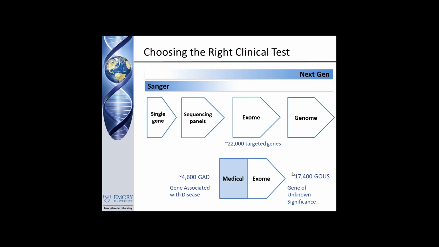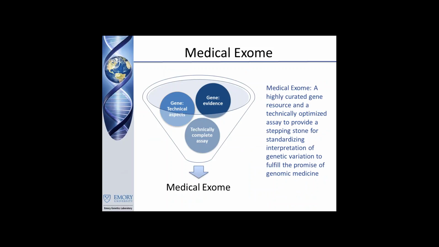The other, about 17,000 genes, are genes of unknown significance, or gooses, and by definition, any variant we find in a goose is going to be a VUS. So if a gene has never been reliably associated with human disease, we're never going to be able to take a variant in that gene and diagnose somebody with a genetic condition. And so it's really these genes associated with disease that we want to focus on in this medical exome.